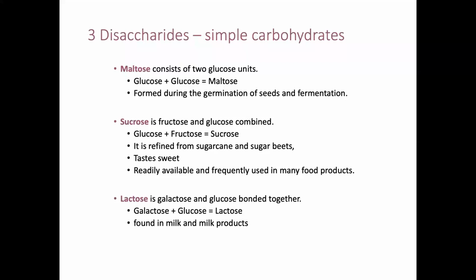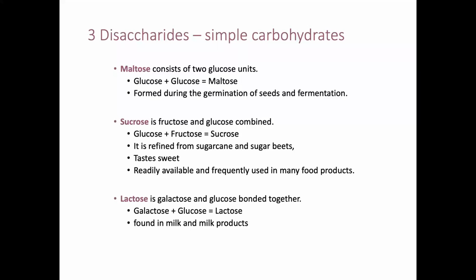So maltose will consist of 2 glucose units. So glucose and glucose make maltose. Think beer. So this is going to form when you have seeds germinating and also during fermentation. Again, think beer.